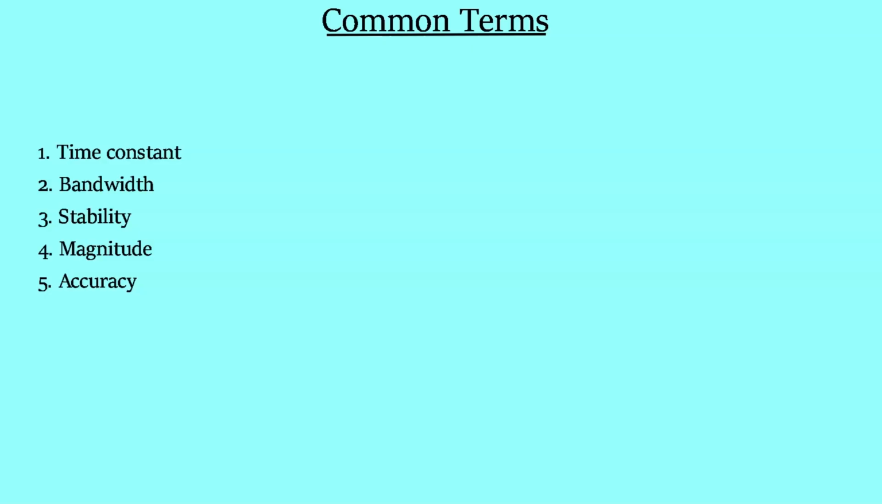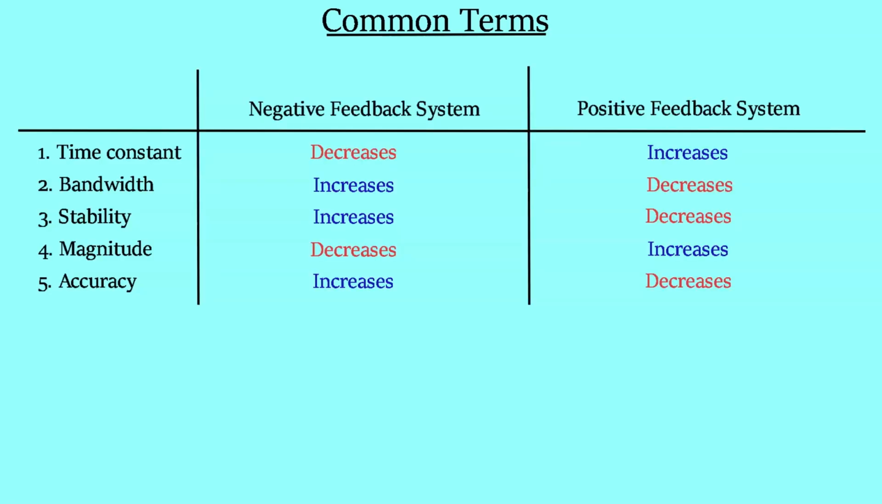Time constant and accuracy depend upon the system as well as on the input, whereas the three middle terms, bandwidth, stability and magnitude, can be defined for a system even without an input signal. Now we will compare these five parameters in a negative feedback system and a positive feedback system. With respect to a non-feedback system, the time constant of a negative feedback system decreases, whereas bandwidth, stability and accuracy increase. And the reverse is true for a positive feedback system.